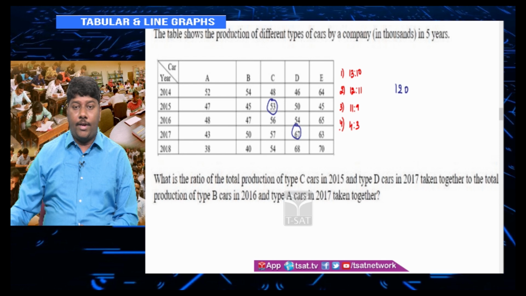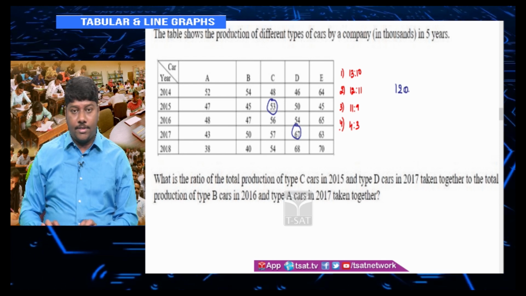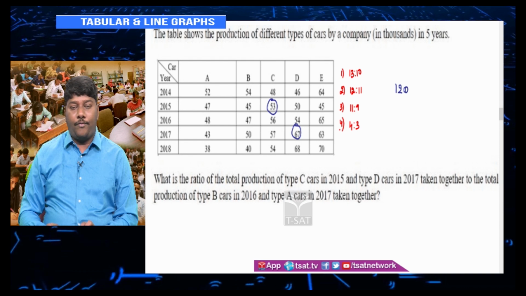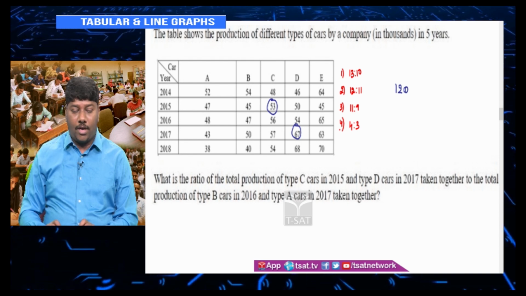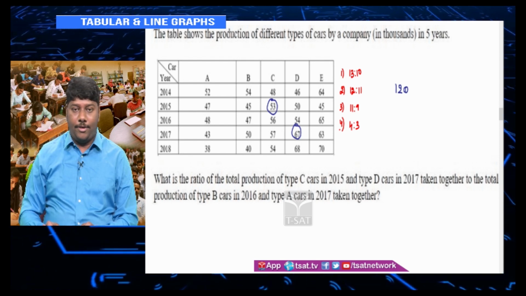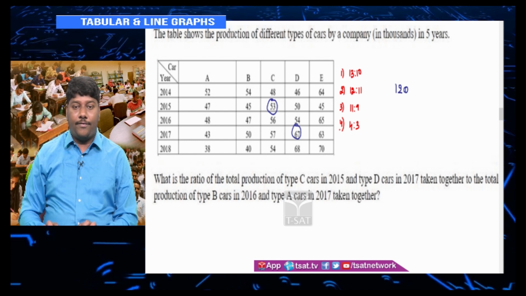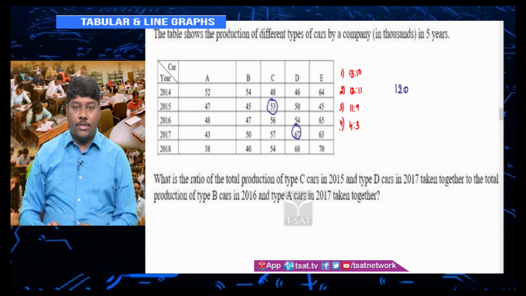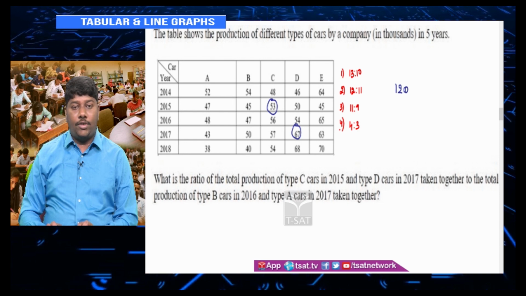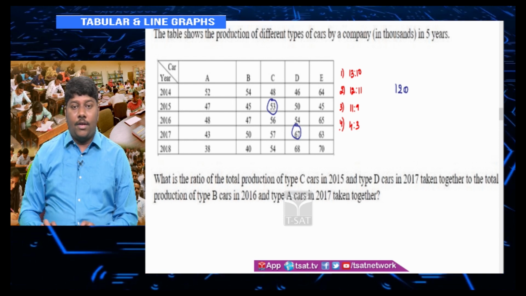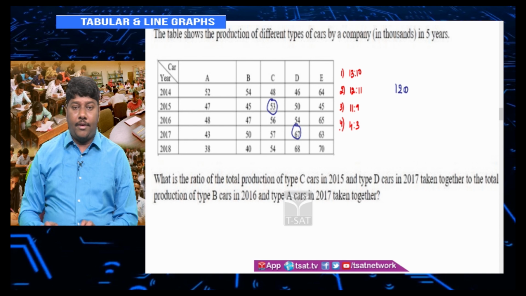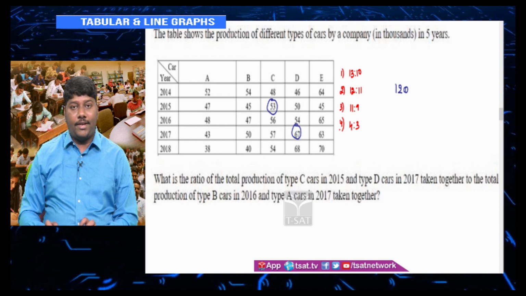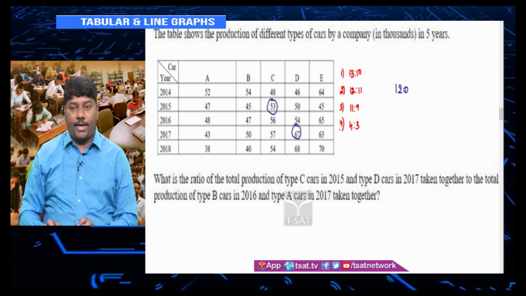The moment you look at 120, the only possible answers are the second option and the fourth option, because you can't write 120 as a multiple of 13 or a multiple of 11. 13 is not a factor of 120, neither is 11. So the only possible answers are 2 and 4. Even if you are rushing in your exam, you can just answer it as 2 or 4. At least you will have a 50% chance of getting the right answer.